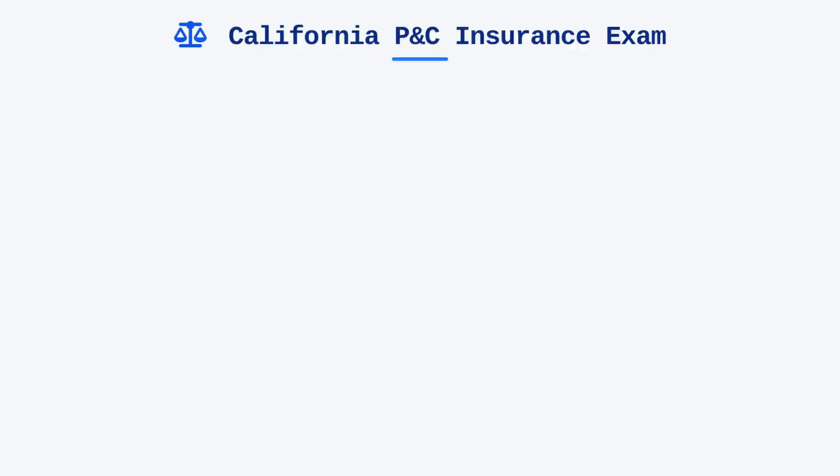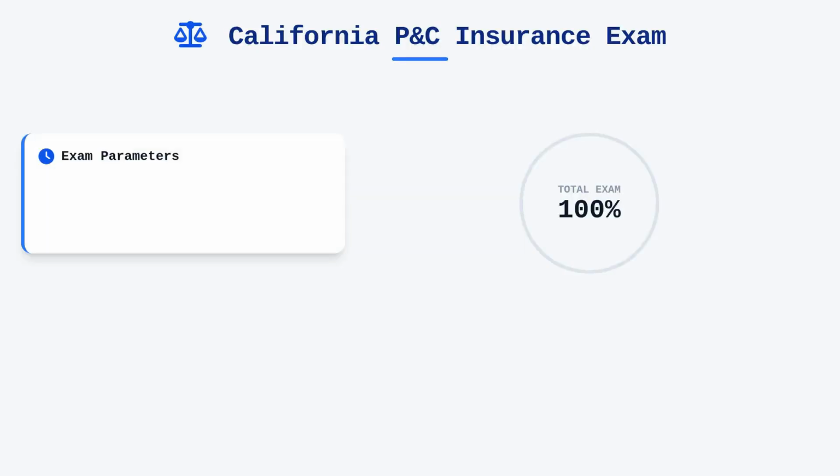Stepping into the arena of the California property and casualty insurance market requires navigating a highly structured testing environment managed by the California Department of Insurance. This specific online video course is designed around the exact realities of that hurdle, which requires mastering a 150-question, multiple-choice examination within a strict 3-hour window.